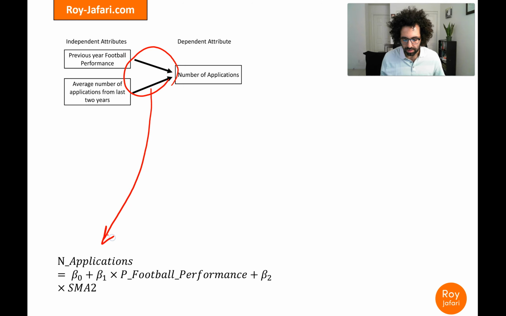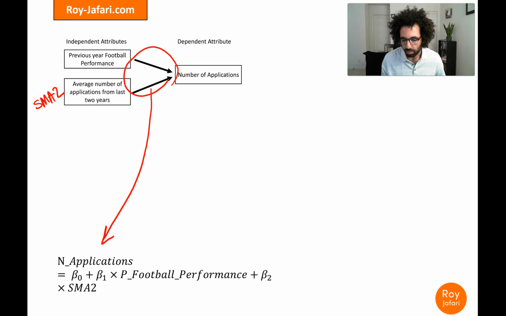linear equation, and we sort of gave this P, football performance, to the first one, right? And we gave this SMA2, which is simple moving average 2, to this other independent attribute. We said, we can perhaps capture this relationship by this linear equation. We didn't have to do that.